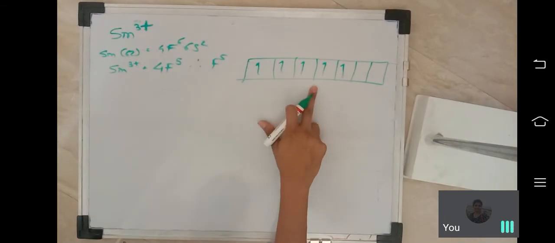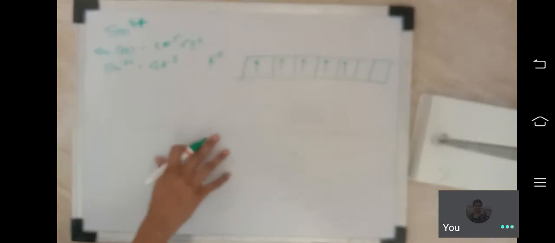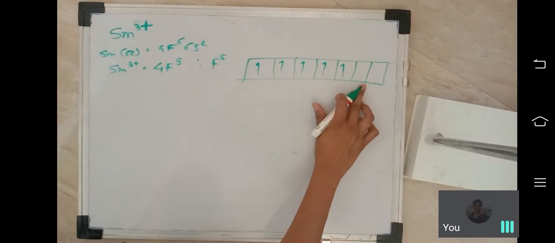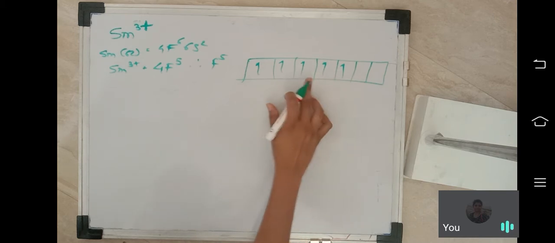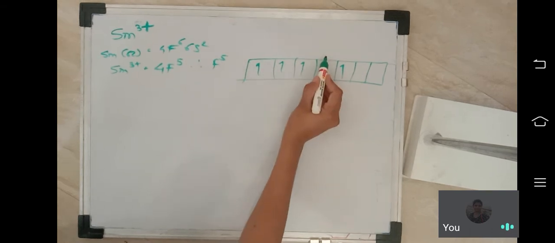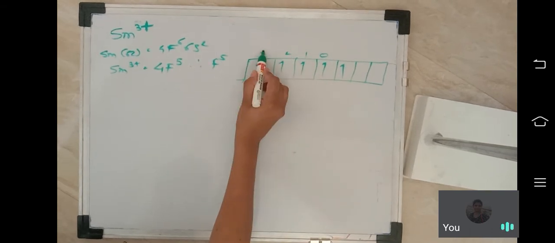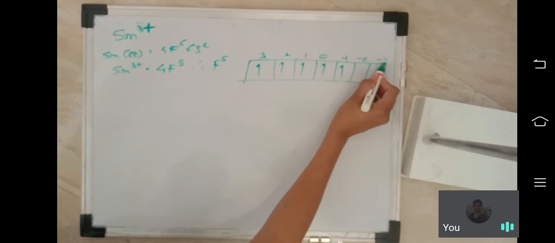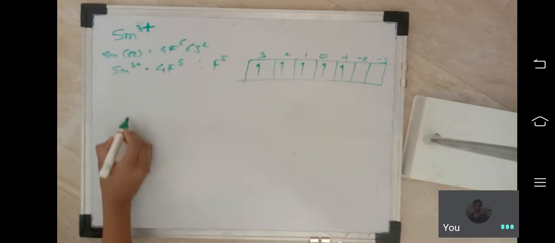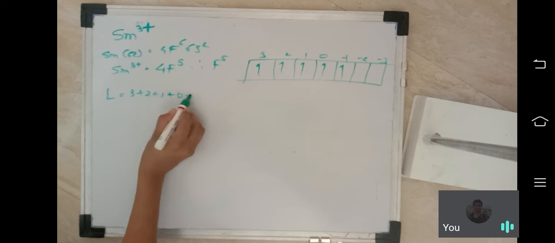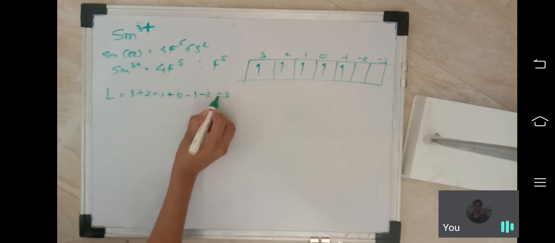You have to consider first the seven orbitals. At the center, you write 0, then 1, 2, 3. First you take the center, then here minus 1, minus 2, minus 3. These are the values of l. Then calculate the values of L: 3 plus 2 plus 1 plus 0 minus 1 minus 2 minus 3.